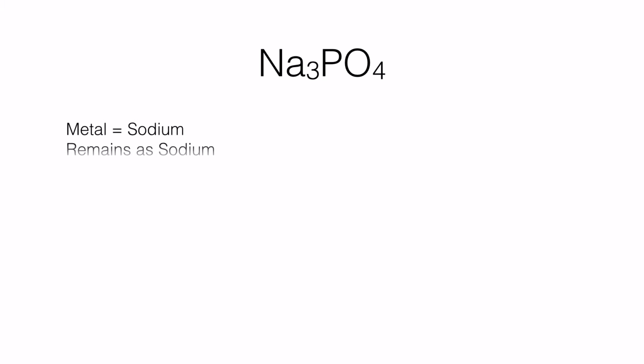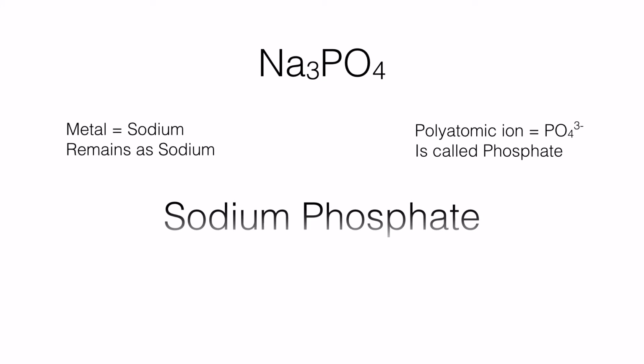Let's look at another example. Here we have sodium combining with a polyatomic ion. The polyatomic ion is phosphate here. The metal is sodium, so no change in the name of sodium. The polyatomic ion is PO4 3 negative or phosphate. The name remains as phosphate, but when you combine it, we have sodium phosphate.